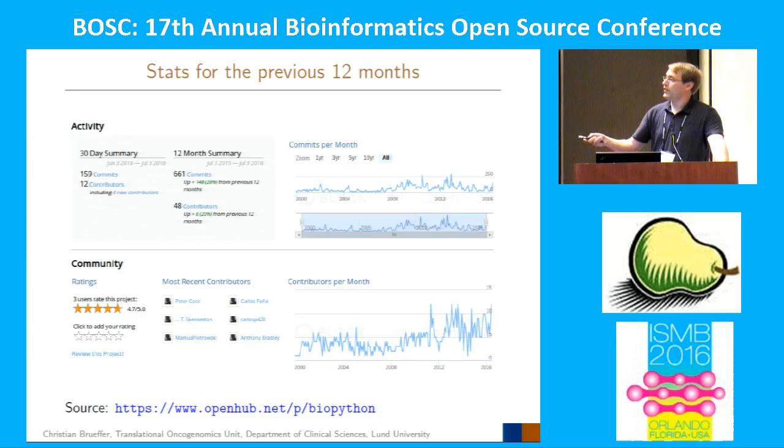And these graphs and statistics come from a website called OpenHub, which is a website that tracks all kinds of open source projects and repositories. So it's a pretty cool website. If you're working on a project, check it out. And they even track individual contributors, so you can see how your own contributions have been over the last couple of years.